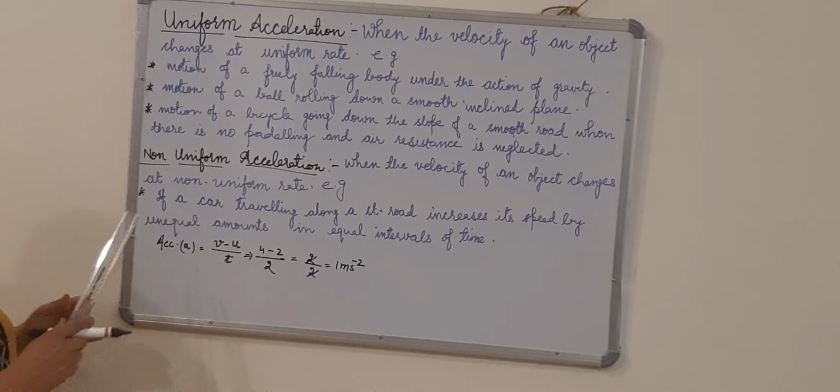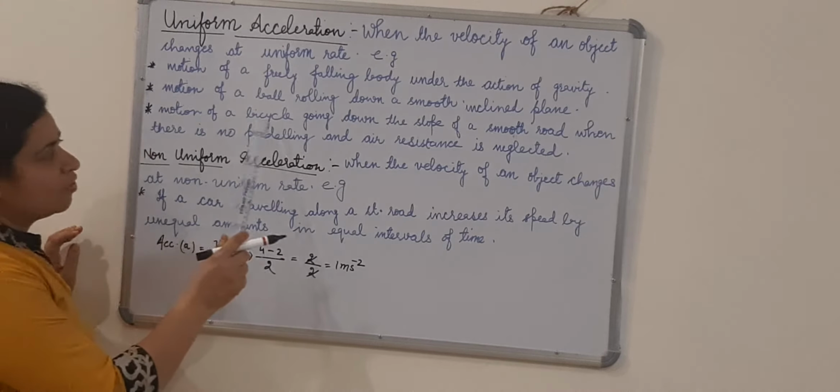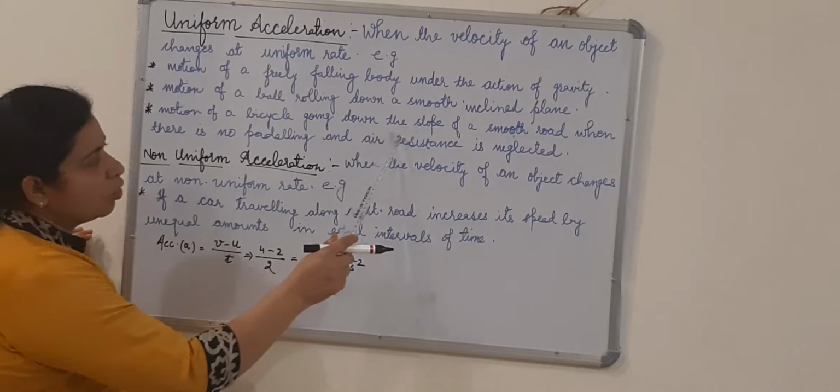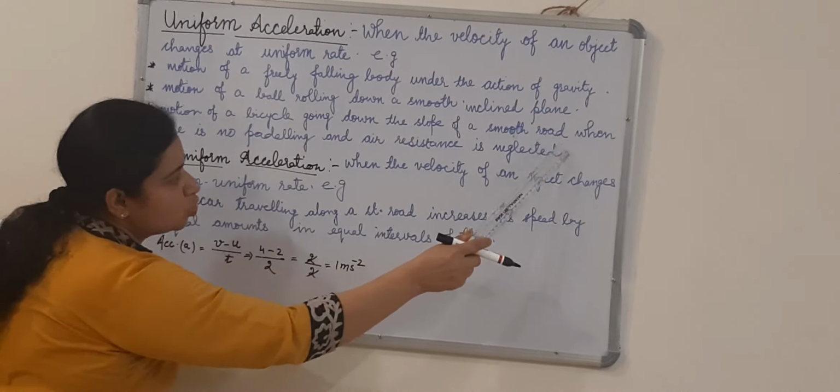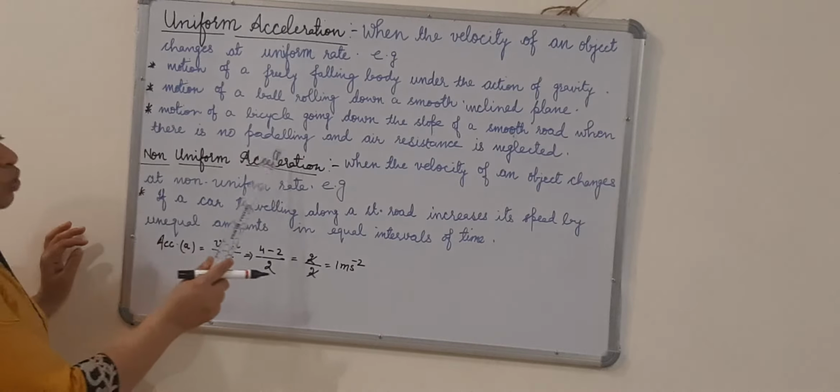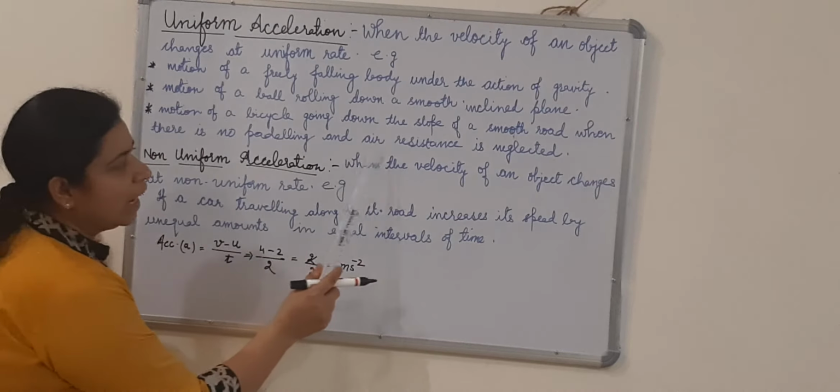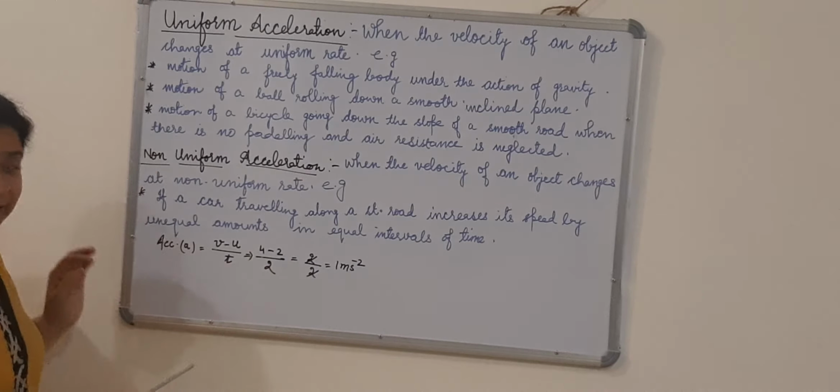Let me give you one more example. Motion of a bicycle going down the slope of a smooth road when there is no paddling and air resistance is also neglected.